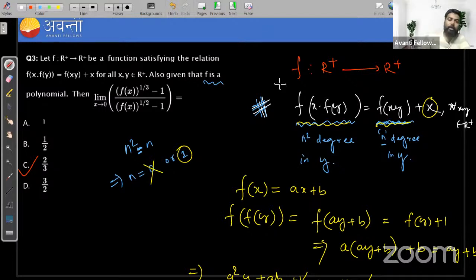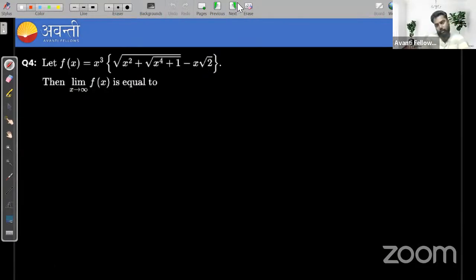Sure. Let's move to the next question. In this question also, it is asking to find the limit of this given function when x tends to infinity. So let's see.